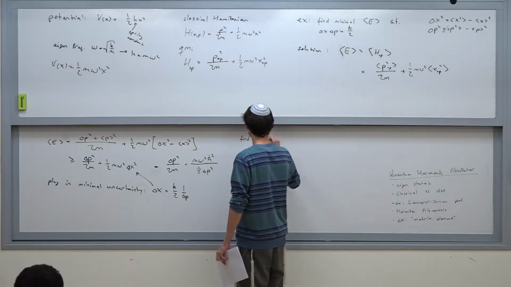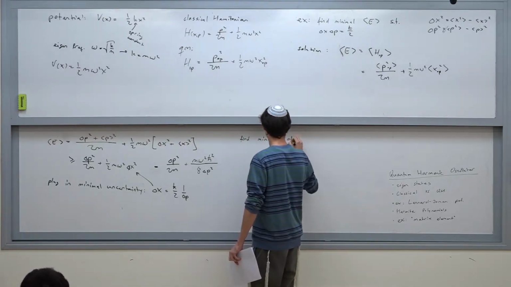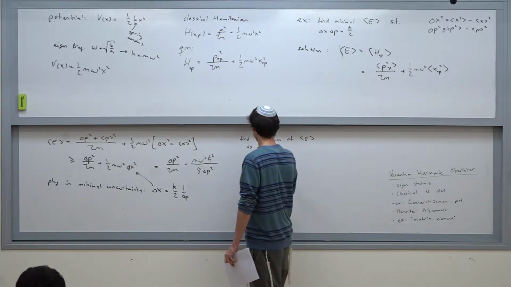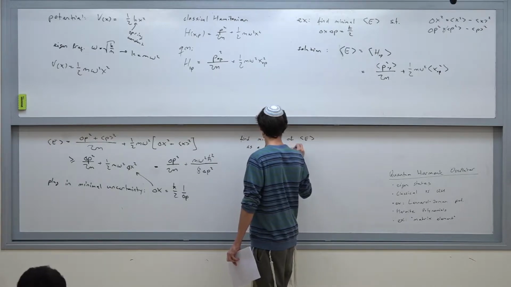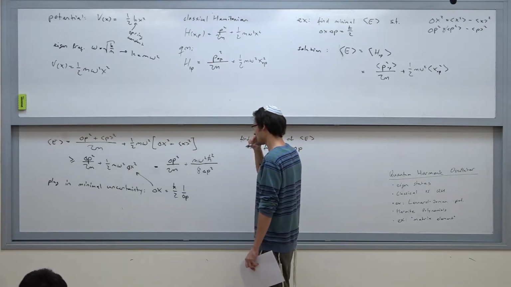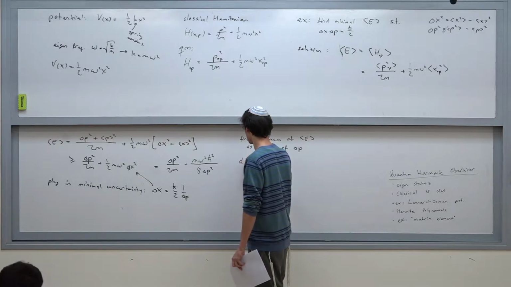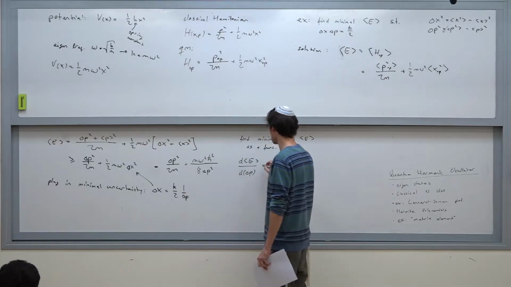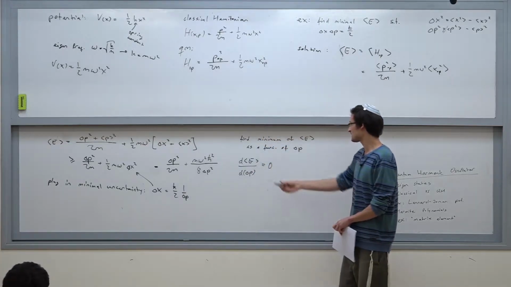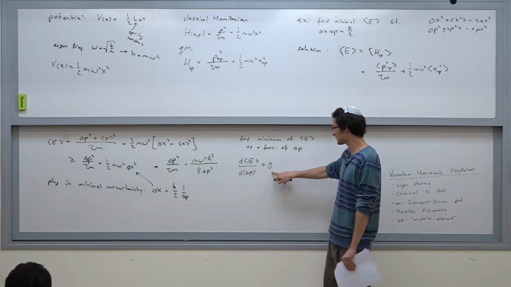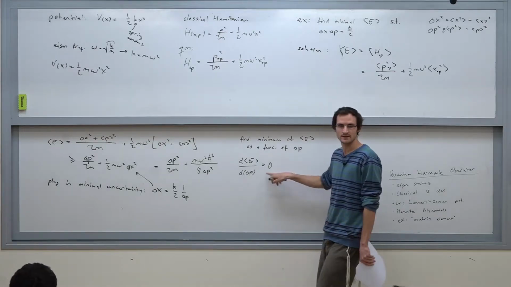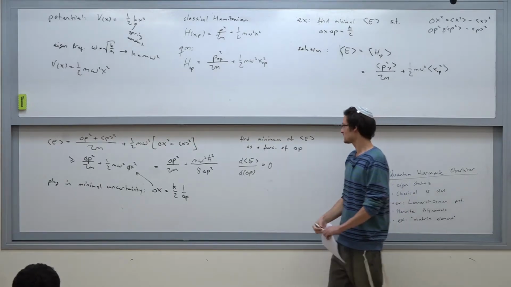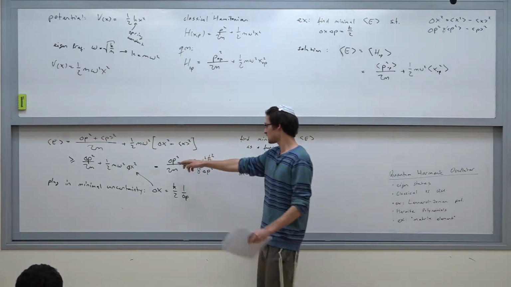Find the minimum of E as a function of delta P. So in order to do this, I need to take the derivative with respect to delta P and make it 0, and this will give you the minimum. Right? That's how you find the minimum. Is it clear what I'm doing? Is the idea clear? So I'll take the derivative of this.